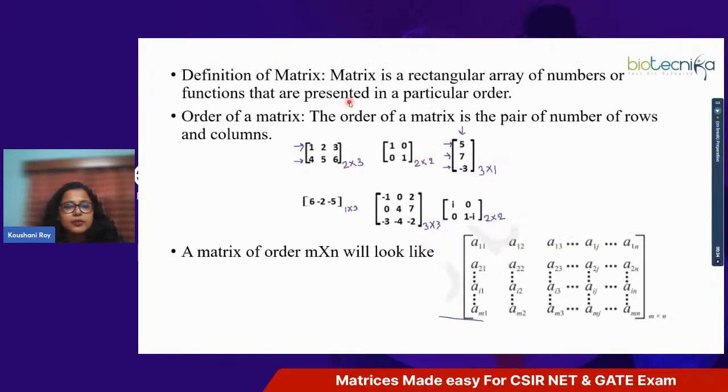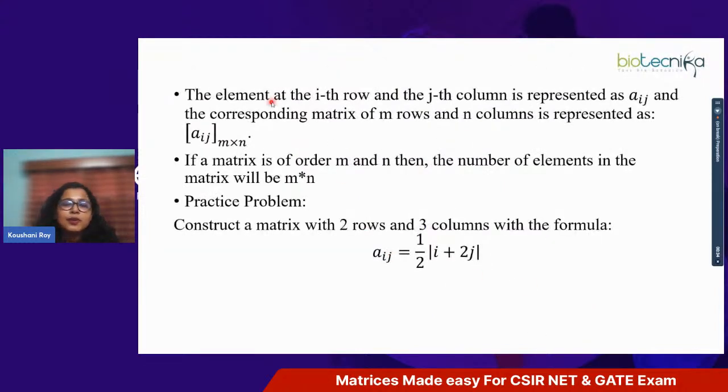So now a matrix of order m cross n looks like this. Next, the element at the ith row and the jth column is represented as aij, and the corresponding matrix of m rows and n columns is represented as aij, m cross n. Now this aij means the element of ith row and jth column. So if I want to know about the element of seventh row and eighth column, we will try to find out A78.